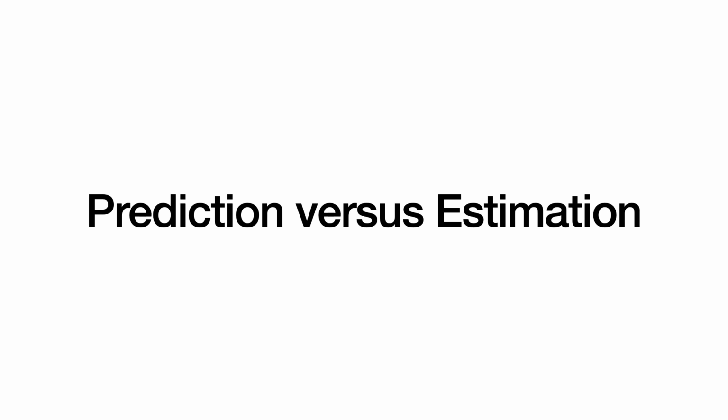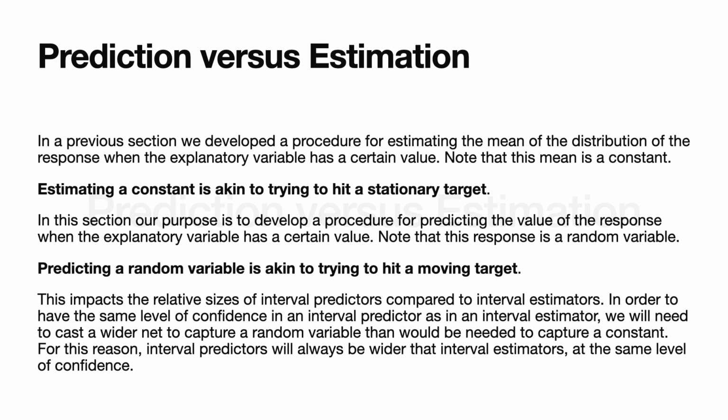Now let's talk briefly about the difference between prediction and estimation in what we're doing in this lecture video and in the previous. In a previous section, we developed a procedure for estimating the mean of the distribution of the response when the explanatory variable has a certain value. Note that this mean is constant. Now, estimating a constant is akin to trying to hit a stationary target.